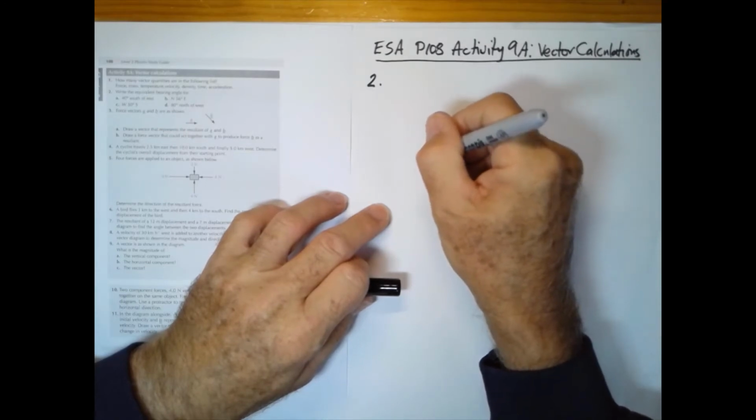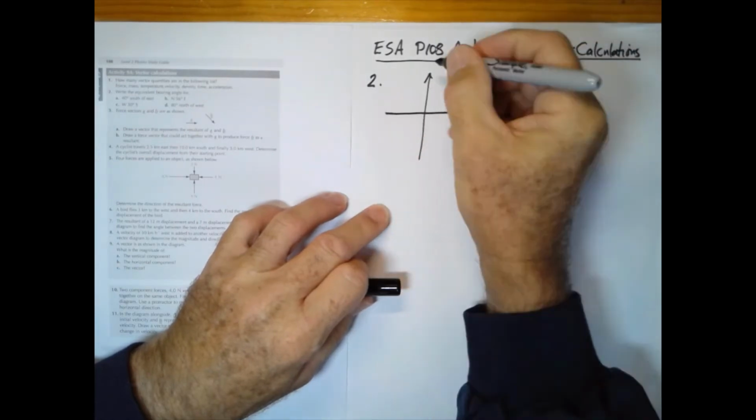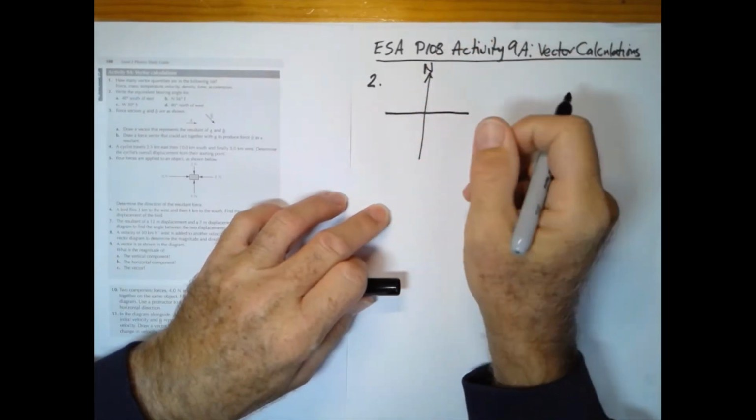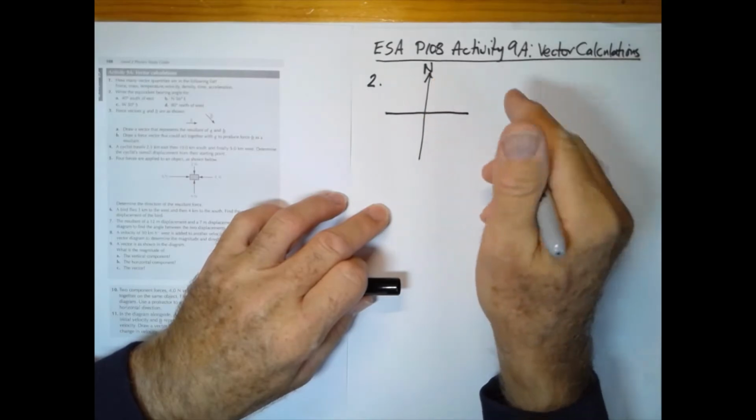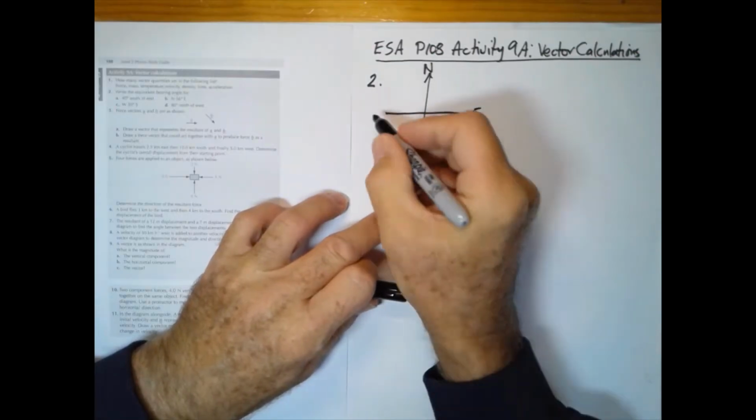Let's have a look. Let's draw a compass where we've got north at the top. We usually indicate with an arrow. We've got east over here, no arrow, south here, and west there.